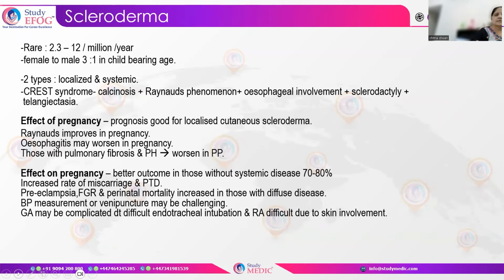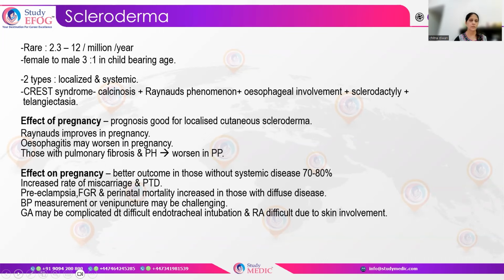Next, coming to the next connective tissue disorder, scleroderma. It is rare. The incidence is 2.3 to 12 per million per year. Female to male is 3:1 in childbearing age. There are two types, localized and systemic. There could be an associated syndrome called CREST. What is this? There is calcinosis, Raynaud's phenomenon, esophageal involvement, sclerodactyly, and telangiectasia.